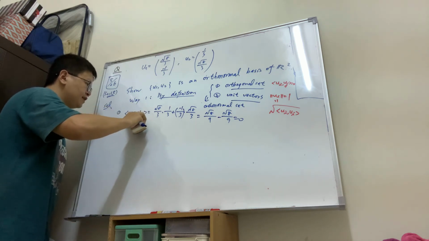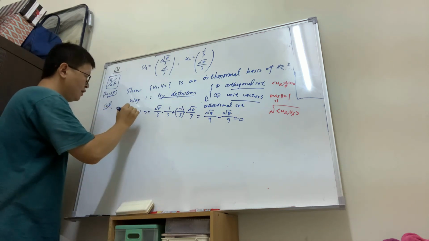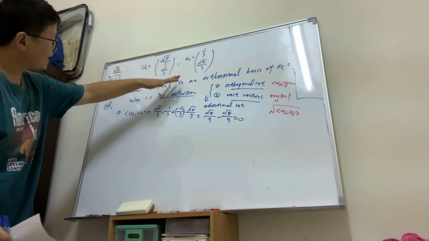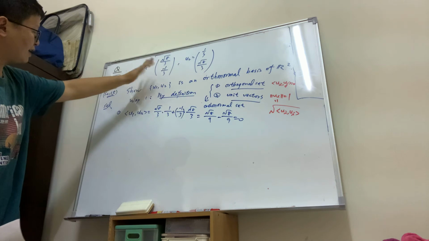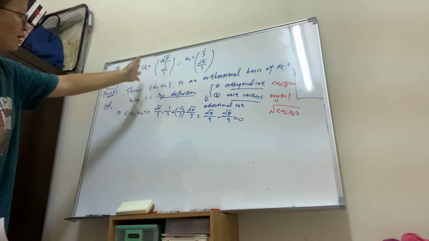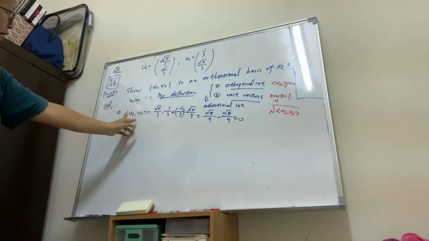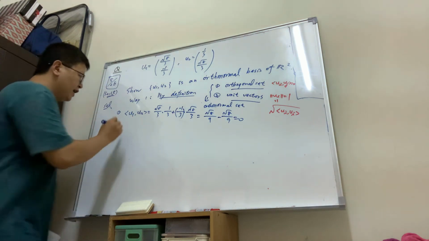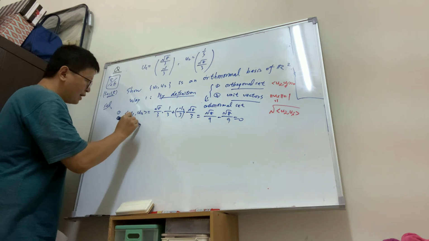So here we just have two vectors. If we have three vectors in three-dimensional space, then you could check each pair, their inner product. They should be 0. And here u2, u1.